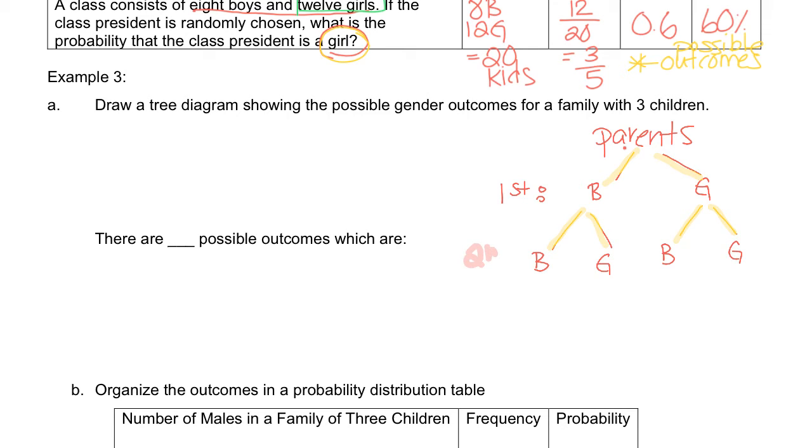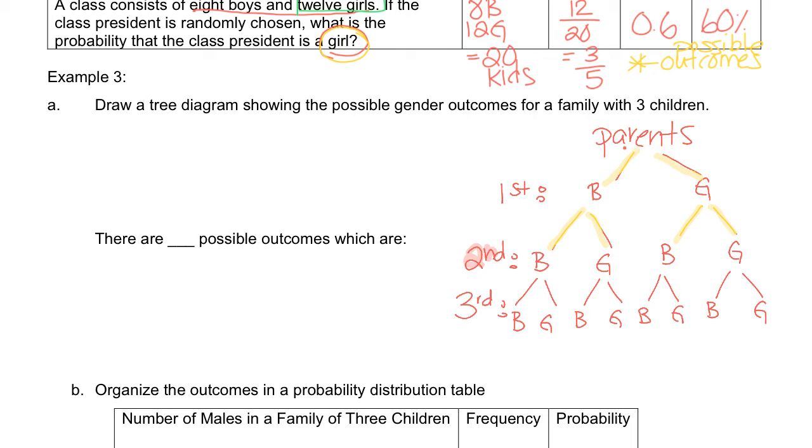So this is, oops, let me go back to my pen. This is our second child happening here. And then when I have my third, I could do a boy or a girl here, boy or a girl here, boy or girl, and boy or girl. So this tree diagram will show me all the possibilities.